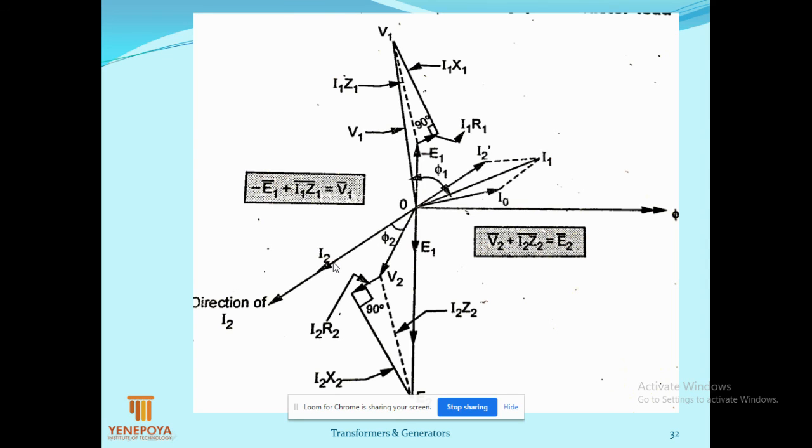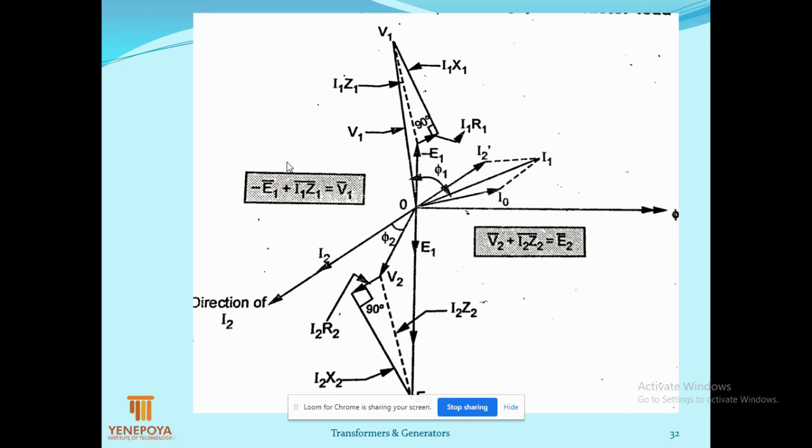Okay, I2. Now from the tip of V2, what is E2? E2 is equal to V2 plus I2 R2 plus I2 X2. From the tip of V2 you mark I2 R2. How to mark I2 R2? You draw it here, parallel to the line of I2, and draw I2 X2 at 90 degrees to each other to get E2. This is E2 here. E2 is equal to V2 plus I2 R2 plus I2 X2, or V2 plus I2 into Z2.